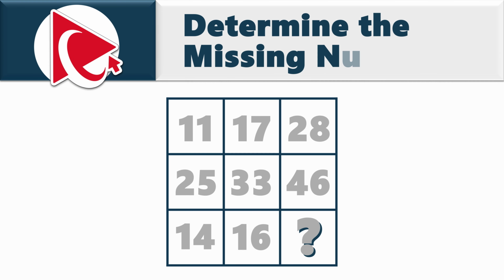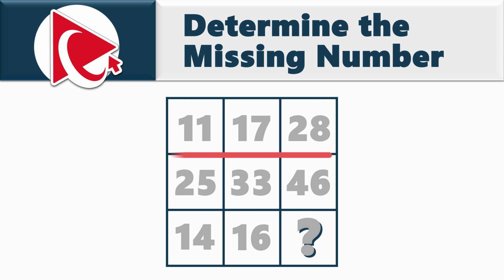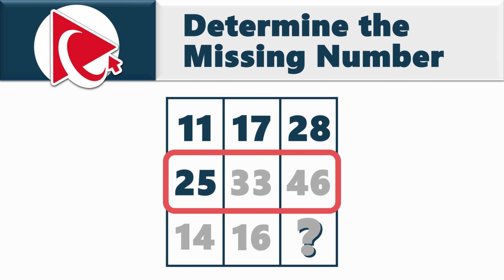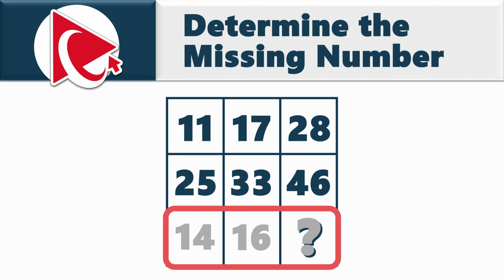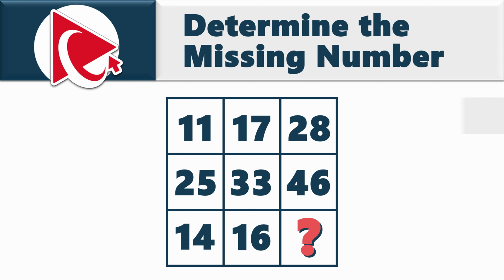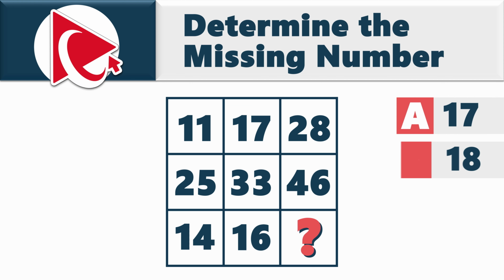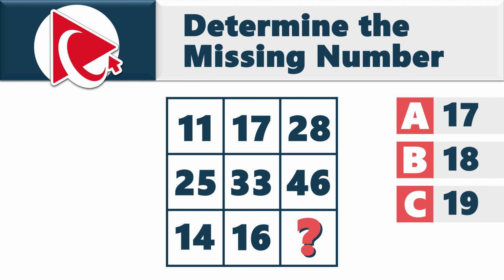You're presented with the 3x3 matrix. Each cell in the matrix has numbers. In the first row, the numbers are 11, 17, and 28. In the second row, the numbers are 25, 33, and 46. And in the last, the third row, the numbers are 14, 16, and then comes the missing number, which you need to calculate and select out of 4 possible choices. Choice A, 17, choice B, 18, choice C, 19, and last but not least, choice D, 21.